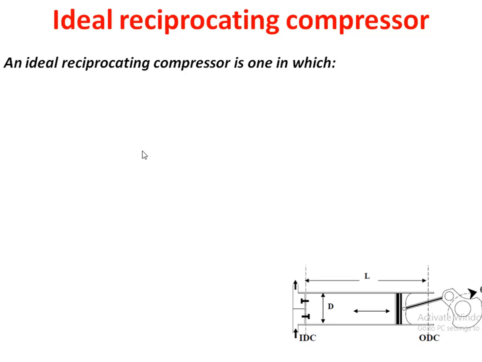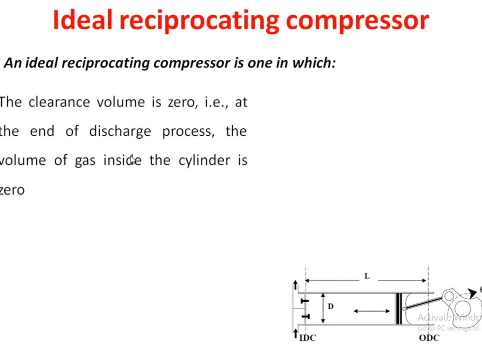So there is an ideal reciprocating compressor. What do you mean by ideal? I call it an ideal reciprocating compressor if it satisfies the following conditions. First one is the clearance volume is 0. There should not be any clearance volume. What is the meaning of this? If the clearance volume is 0, that means at the end of the discharge process, the volume of gas inside the cylinder is 0. So there won't be any high pressure gas inside the cylinder at the end of discharge. This is the first condition.